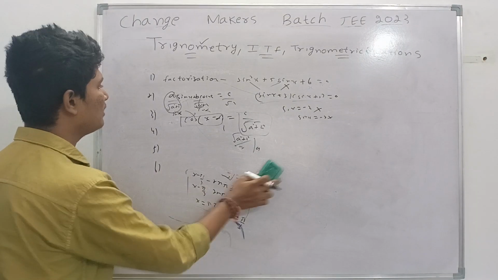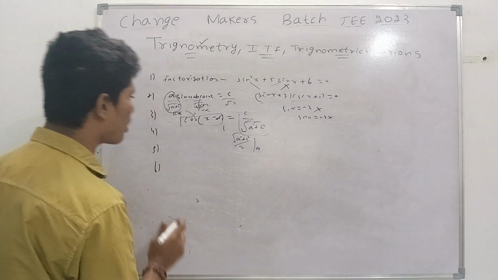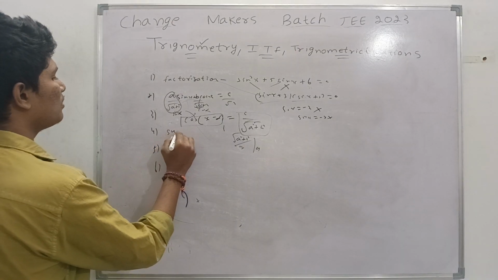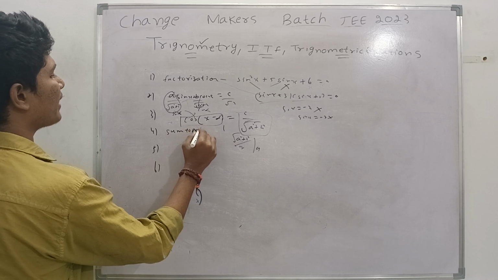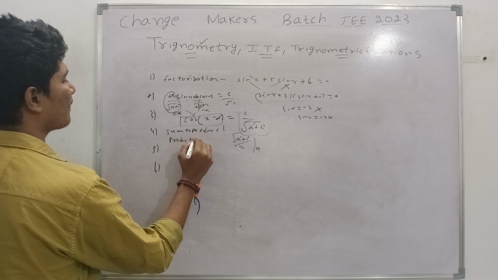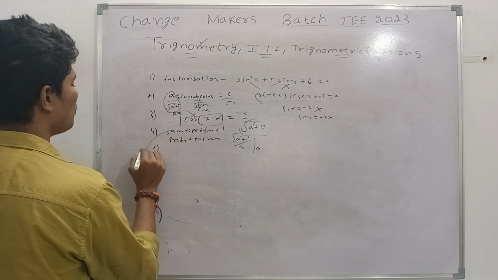And next, this is type 2. Now type 3 problems are where we have to convert sum to product, and the fourth one is product to sum. These are the two important things.